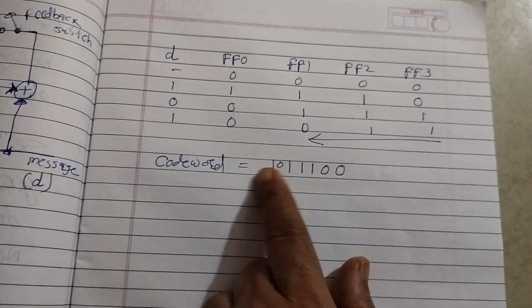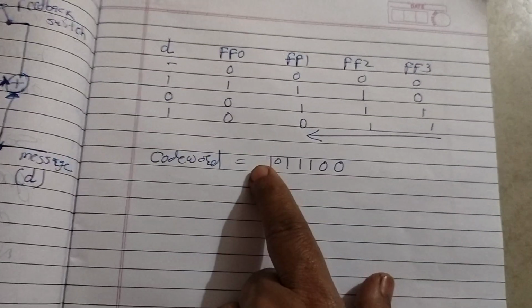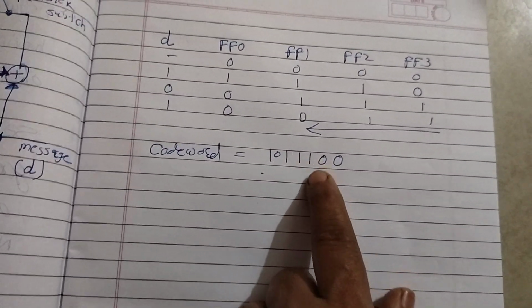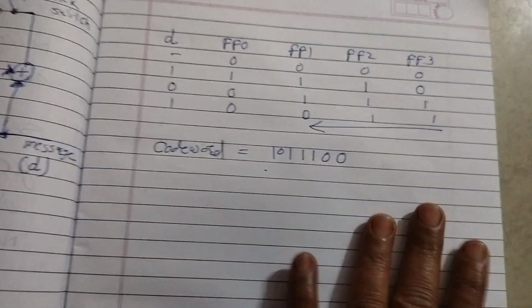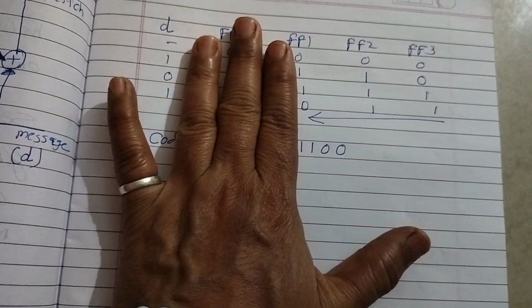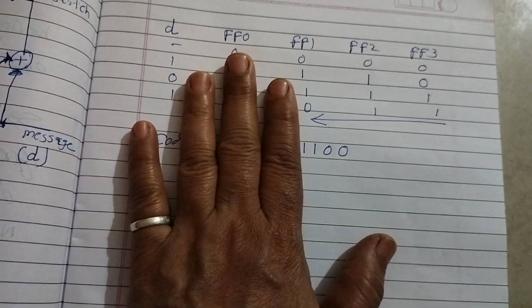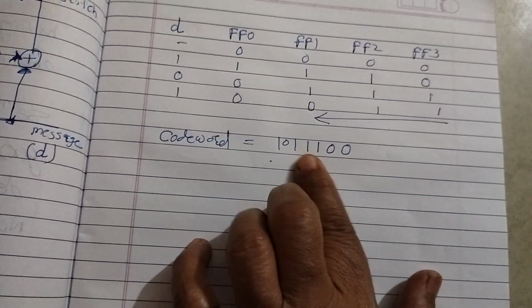And this is 7 bits only, right? So these are 7 bits, 1 2 3 4 5 6 7, and this is a systematic code. So the message is appearing first. After that, there are these 4 parity bits.